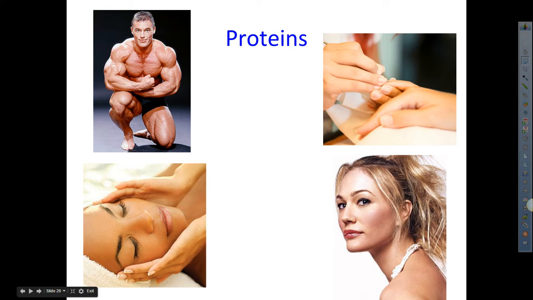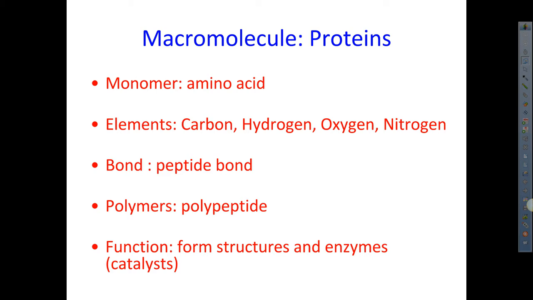So proteins, we can see here, it's kind of the beauty category. Skin, hair, nails, muscles. Those are all, their main component is protein. So the monomer of a protein is called an amino acid. Elements include carbon, hydrogen, oxygen, and nitrogen. In some amino acids, sulfur is also a component, but it's not in all amino acids.